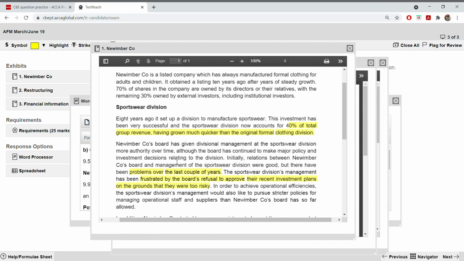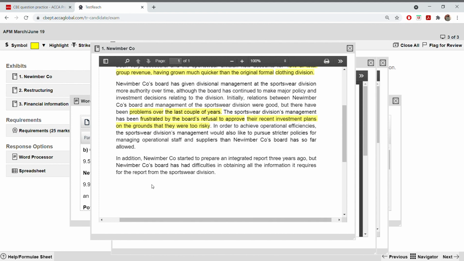So in order to achieve operational efficiencies, the Sportswear division's management would also like to pursue stricter policies for managing operational staff than the board has so far allowed. In addition, the new member started to prepare an integrated report 3 years ago, but the board has had difficulties in obtaining all the information it requires for the report from the Sportswear division. These things you can use for your last requirement.